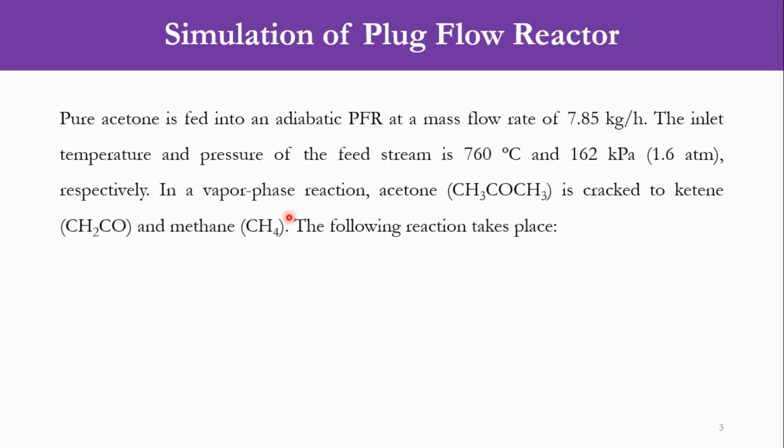In a vapor phase reaction, the acetone, whose formula is CH3COCH3, is cracked to ketene, whose formula is CH2CO, and methane, CH4. The following reaction takes place: acetone, which is represented as A, is cracked to ketene, which is represented as B, and methane, which is represented as C.